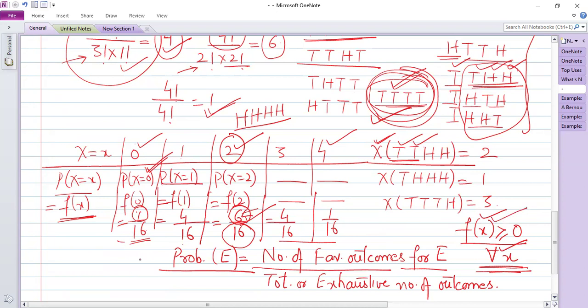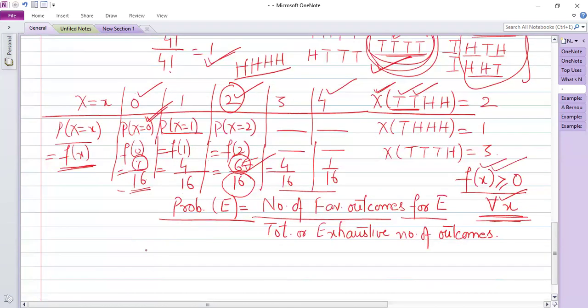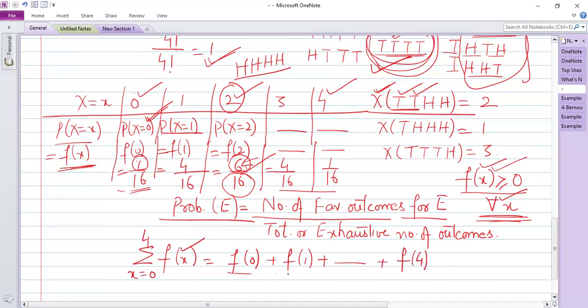And there is another property of this f(x): the summation of f(x) over the entire range of the random variable, meaning f at 0 plus f at 1 and so on up to f at 4. If you add all these probabilities, obviously, what will you get? You will get nothing but 1. One can very well see that 1 by 16 plus 4 by 16 plus 6 by 16 plus this and this will be nothing but 1.